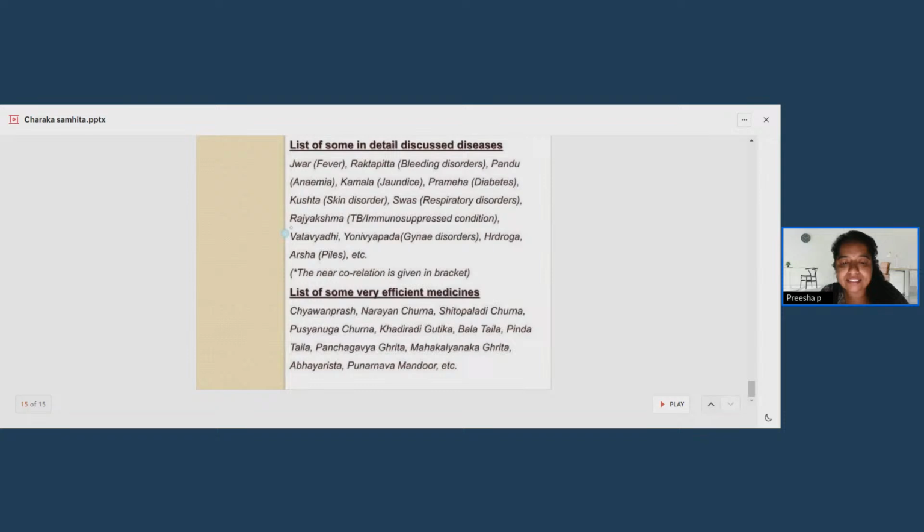Then there is the first one. For example, I'll tell you the Pranavaha Shrotas. Once in an AIPGT question paper, it was asked, what is the Moola for the Pranavaha Shrotas? For the Pranavaha Shrotas, it is of course the Hridaya and the Mahashrotas. And what is the treatment? Shwasa Chikitsa is the treatment for the Pranavaha Shrotas, which is explained.